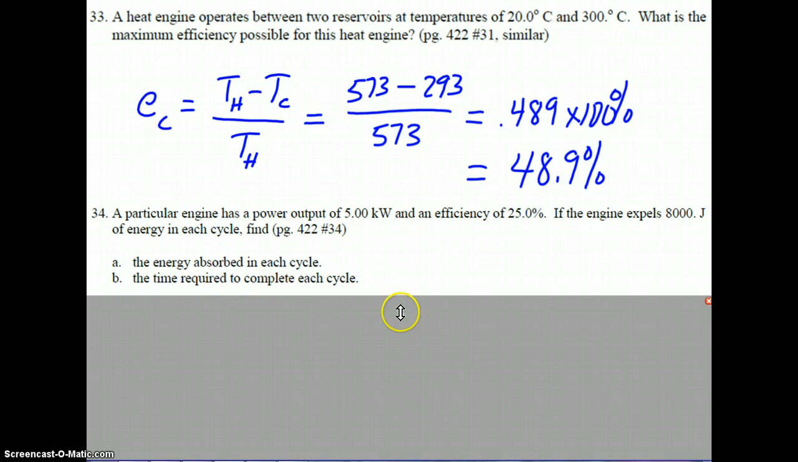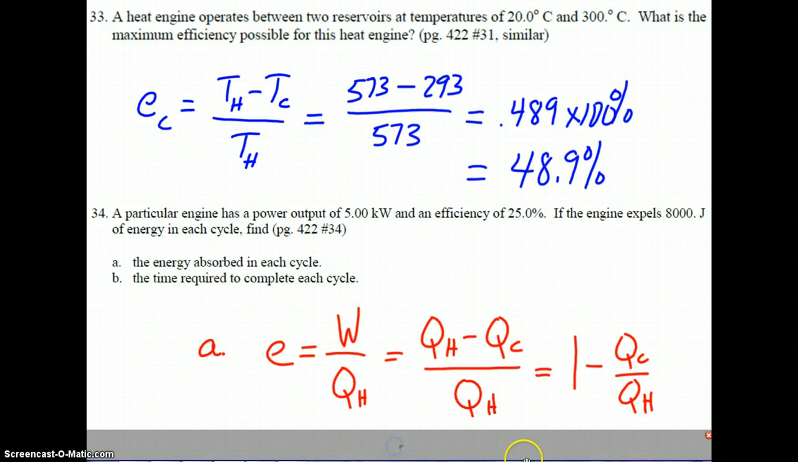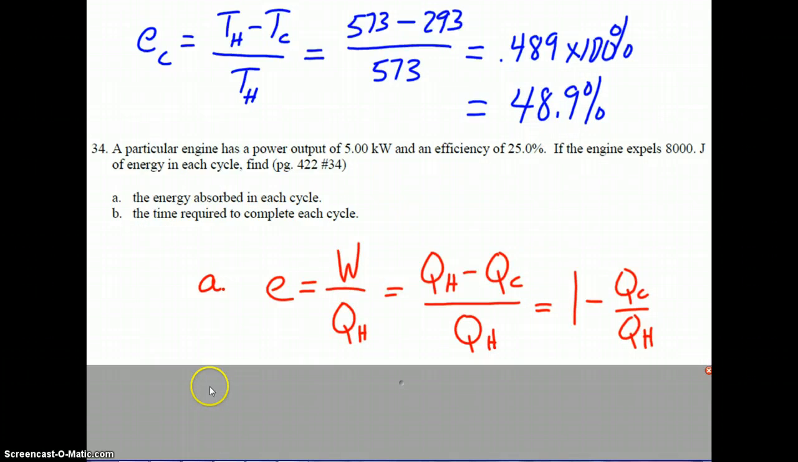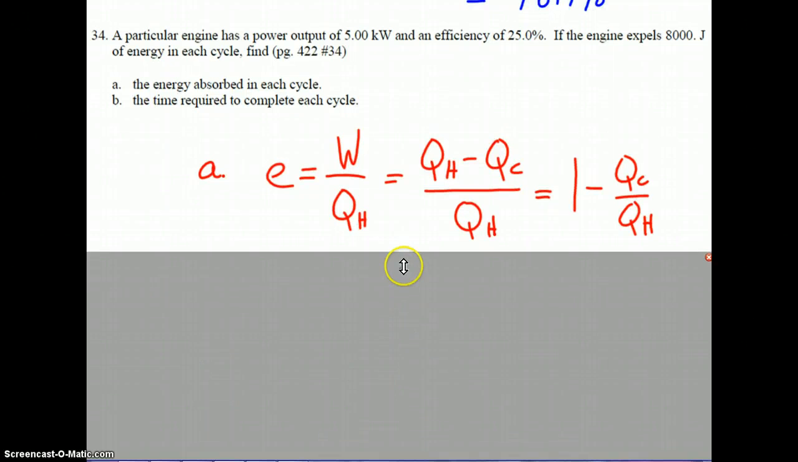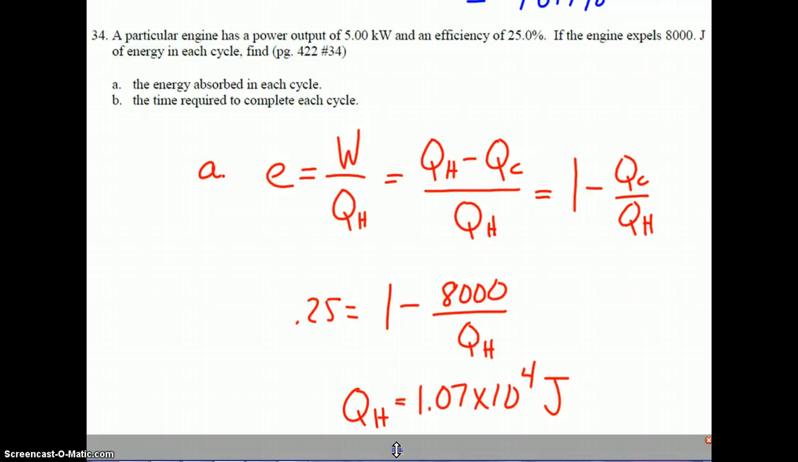So we go ahead and we set up our efficiency equation, see what our options are here. And we see that we know E, we know QC, and we're looking for QH. So either one of these equations on the end will do. We go ahead and substitute 0.25 equals 1 minus 8,000 over QH. Solve the equation for QH. And we get 1.07 times 10 to the 4th joules.